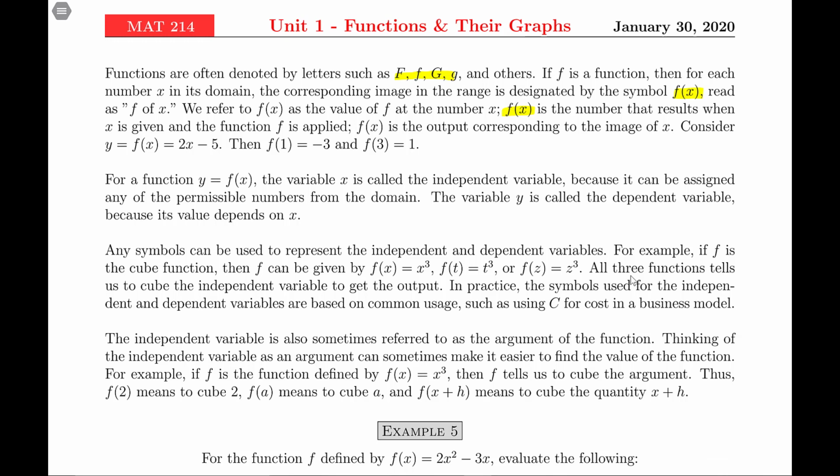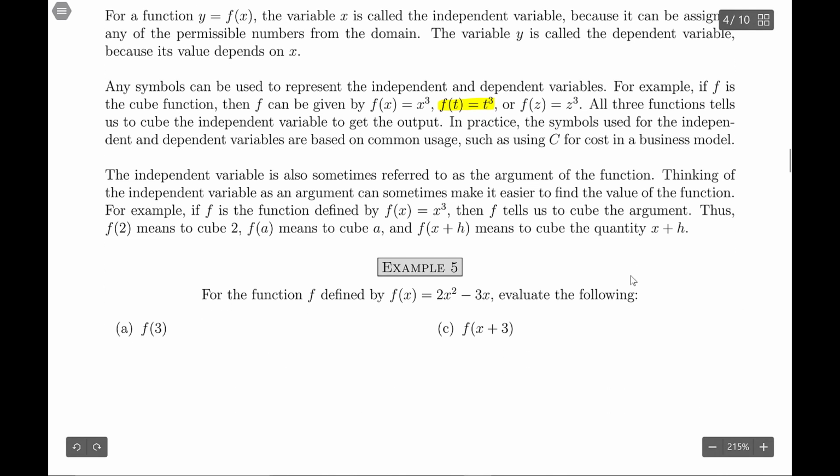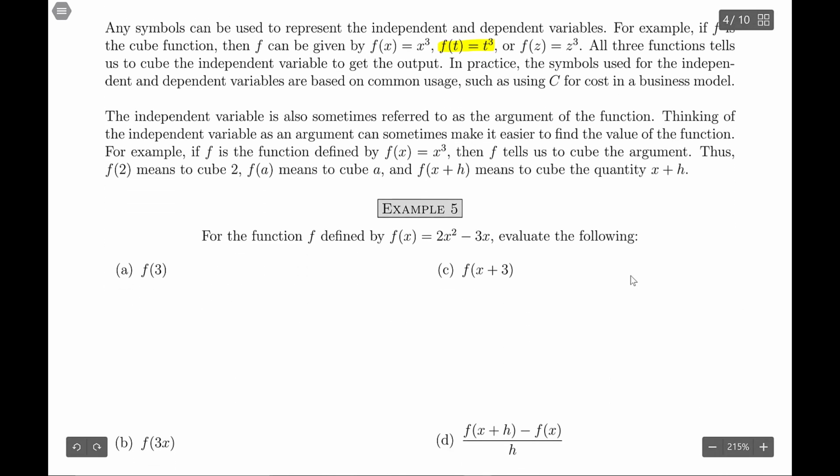For example, this one right down here, we have f of t equals t cubed. That could be a function of time. I don't know. Sometimes you want to use a variable that makes sense in the context of the problem that you're dealing with. But that notation makes it easy to evaluate functions as well.